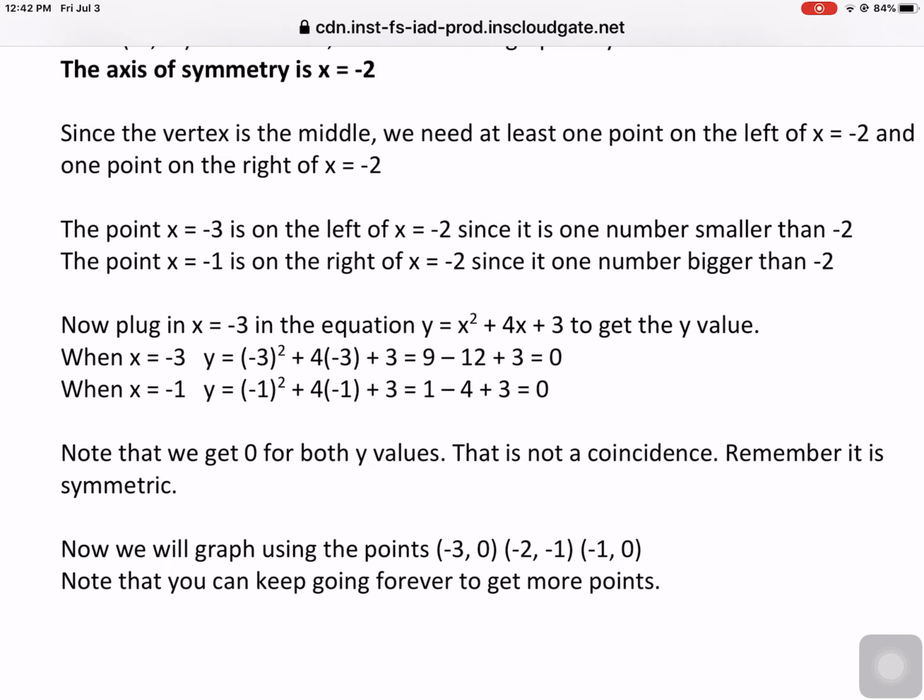When x equals negative 1, we plug in y equals negative 1 squared plus 4 times negative 1 plus 3. Negative 1 squared is 1. 4 times minus 1 is minus 4 plus 3. 1 minus 4 plus 3 equals 0. Note that we got the same numbers for both y values. This is not a coincidence. Remember, it is symmetric, which means you need to have a mirror image. Note that you can keep going forever to get more points.